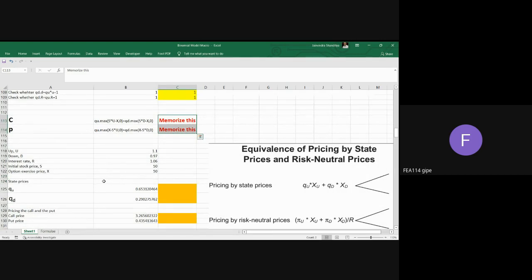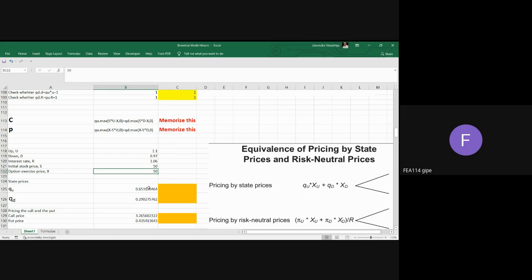So now we are going to solve a problem, and the problem is the same which we discussed. In the up movement, the stock goes up by 10%, so U becomes 1.1. The stock goes down by 3%, so D becomes 0.97. Interest rate is 6%, so R becomes 1.06. Initial stock price S is 50, and the option exercise price also is 50. So these five inputs of options, we are going to use.